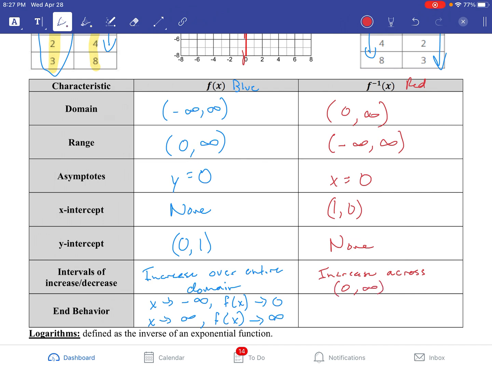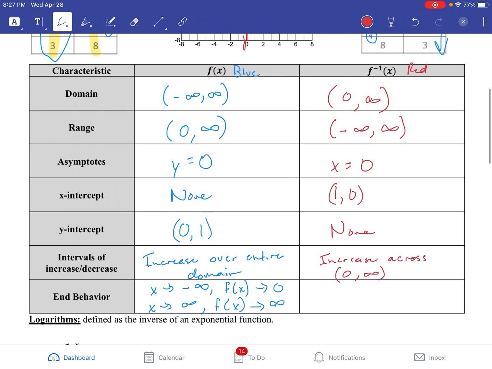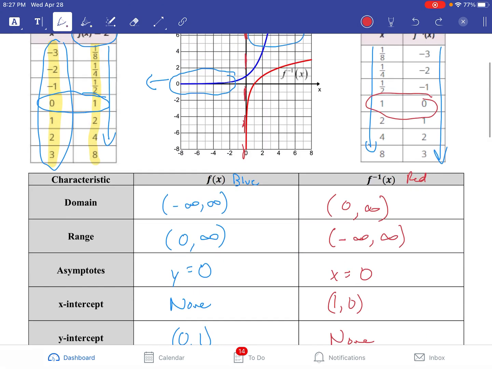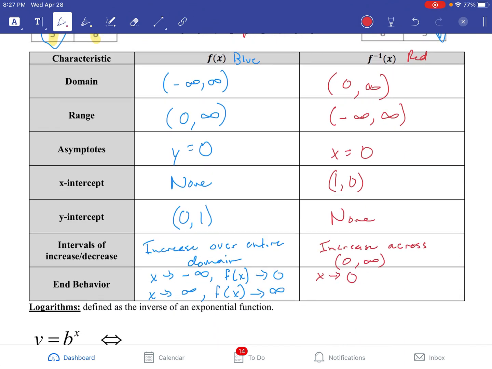Okay, and our end behavior. As x approaches... wait, hold on. I messed that up. The x is not approaching negative infinity because the x can't go that far. The x is approaching 0. My apologies. And the graph, as x approaches 0, the f of x is going towards negative infinity.